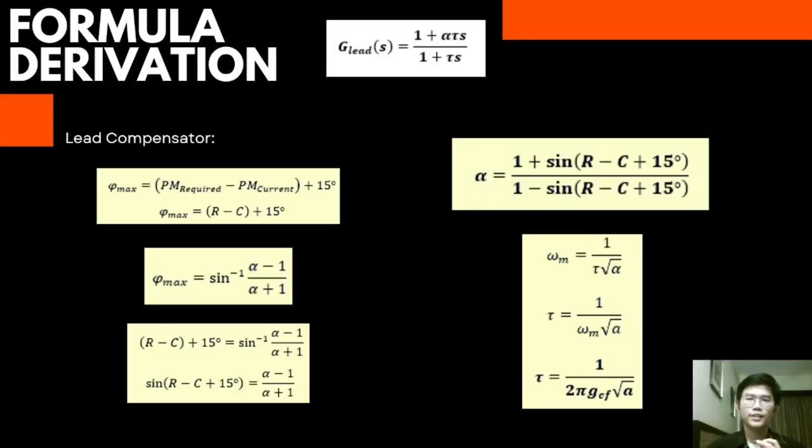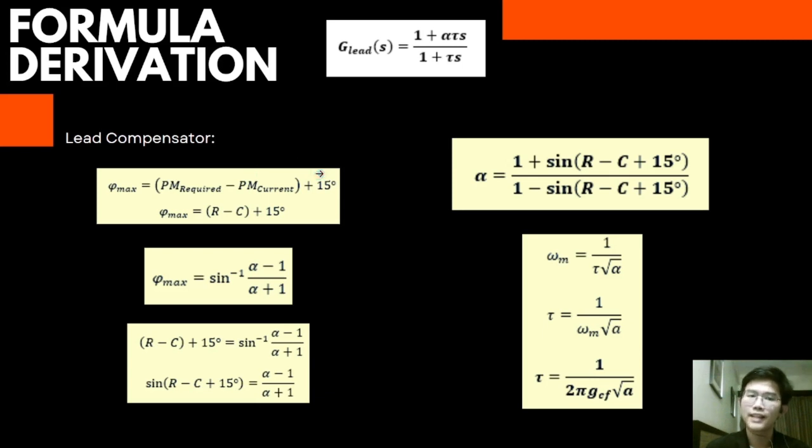Moving on to the next section, which is the formula derivation for the lead compensator and lag compensator. We need to use this alpha and tau value to be coded in our Scilab later on. For your information, the first step to construct a lead compensator is to find the phi max, which is the difference between the required phase margin and the current phase margin, plus a safety phase margin of 15 degrees.